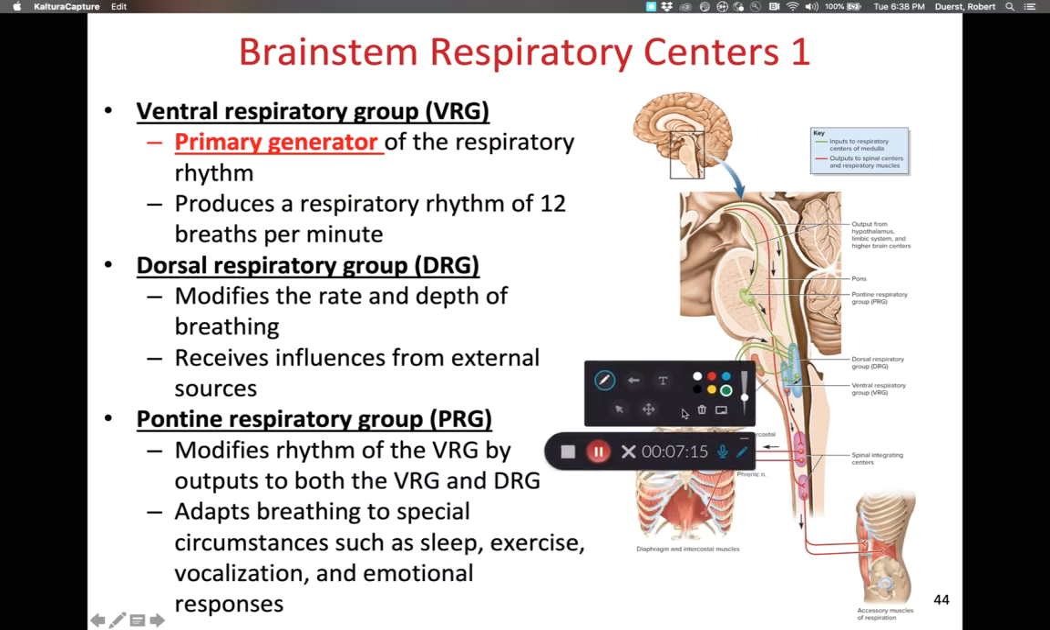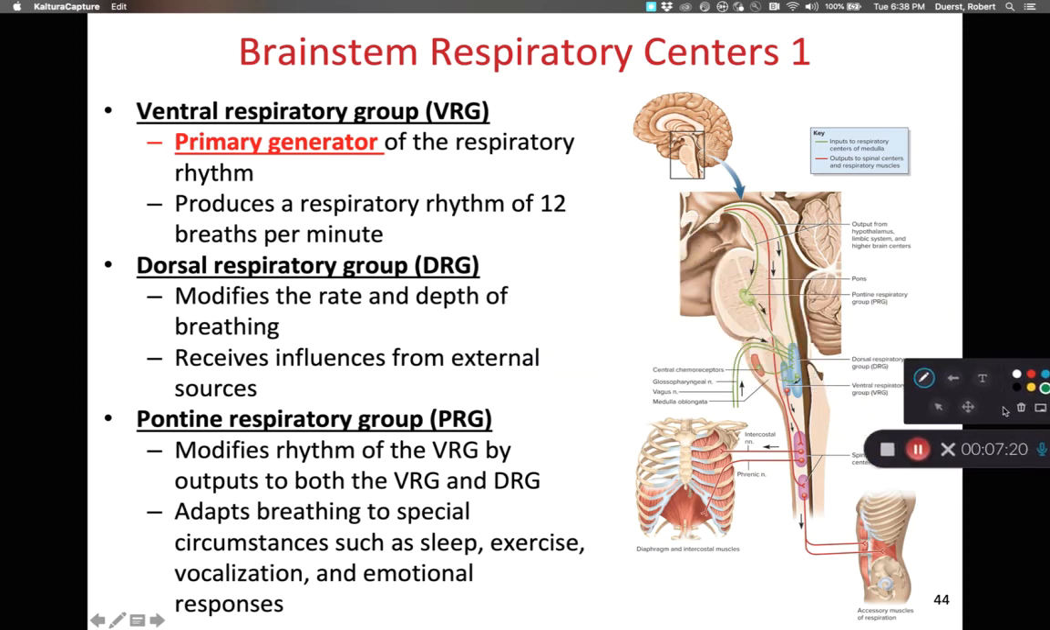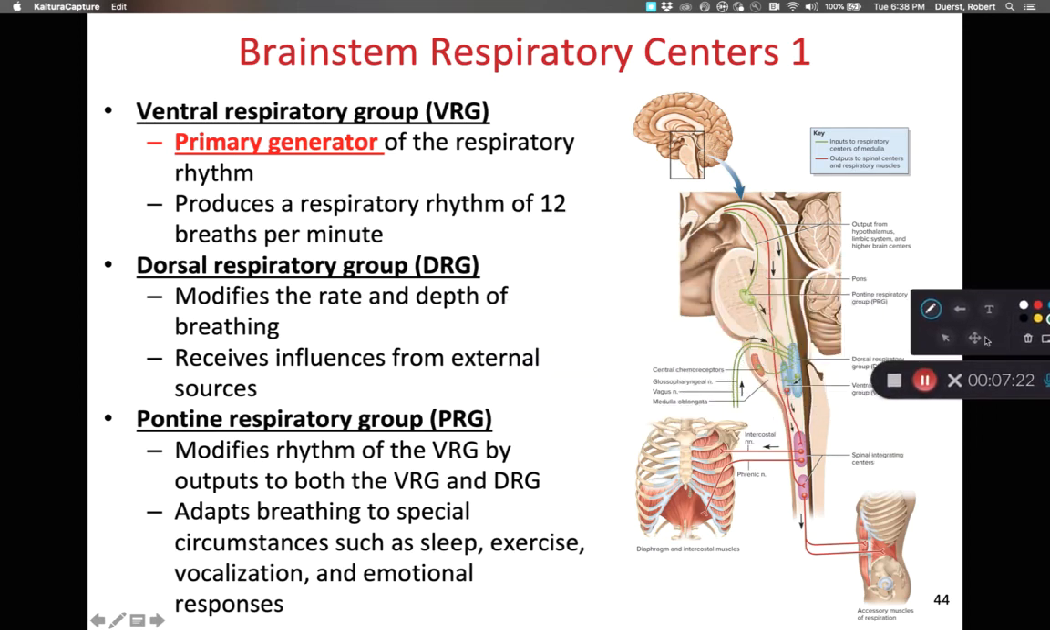Now, in terms of controlling breathing in and breathing out, we have respiratory centers in our brain. I'm trying to find a good spot to put this awkward icon. Let's go. I'll tuck it in over here at the corner of our screen.